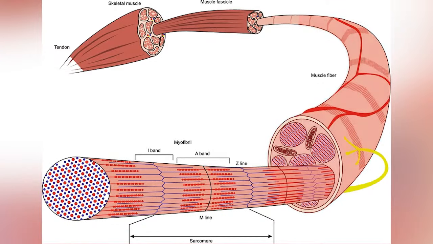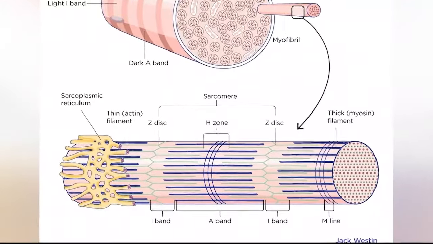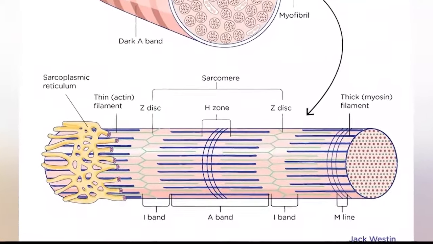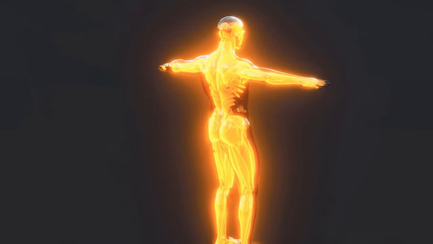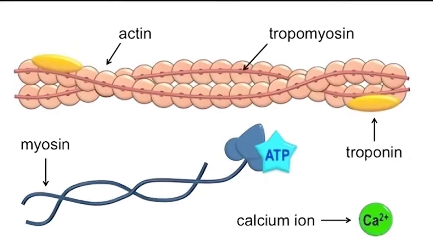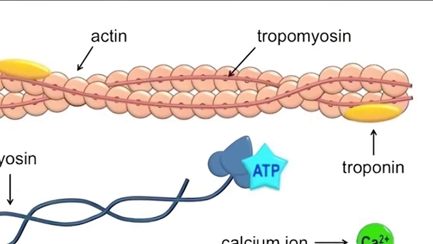Thick threads called myosin, and thin threads called actin. The myosin heads grab the actin and pull it, making the muscle shorter and tighter. This is how a muscle contracts, or works. Two helper proteins, called troponin and tropomyosin, help decide when the actin is ready to be pulled.